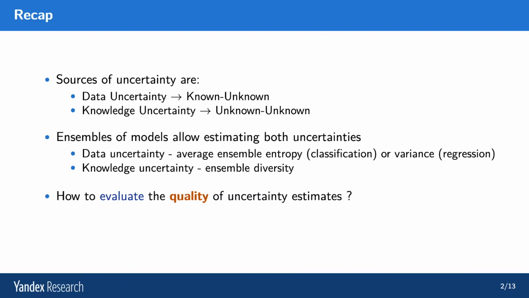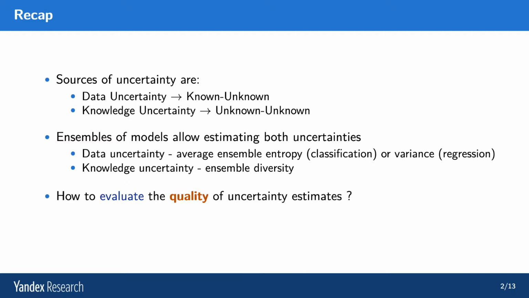So in the previous videos, we discussed what the sources of uncertainty are. We have data uncertainty, which is caused by class overlap for classification and additive noise for regression. And then we have knowledge uncertainty, which is a result of dataset shift, anomalies, and in general situations where test data comes from regions which are either not covered by training data or sparsely covered by training data.